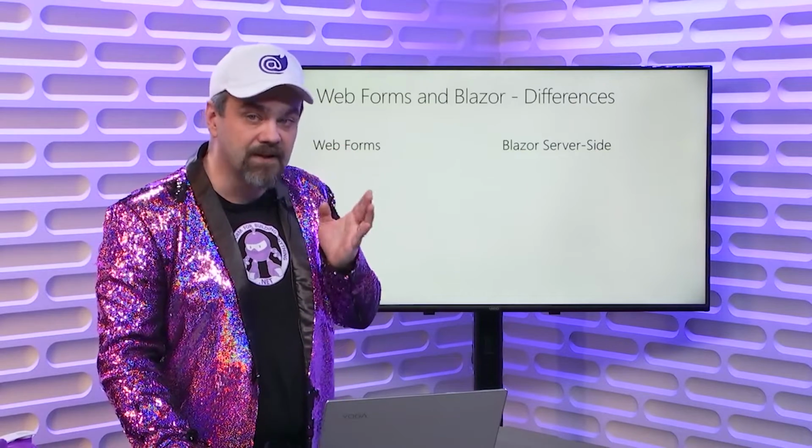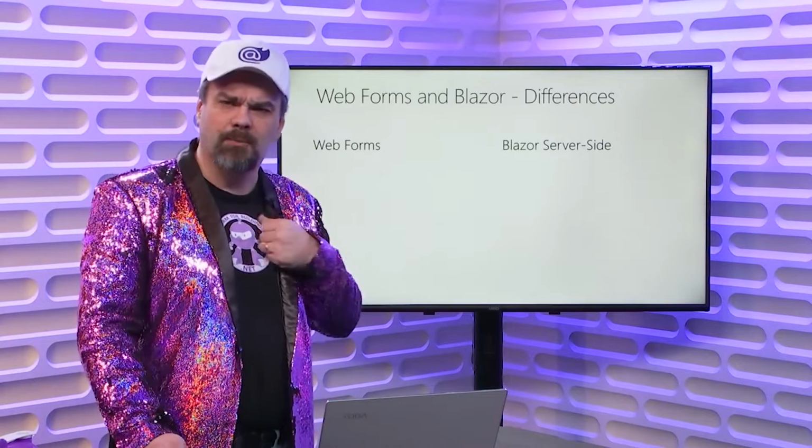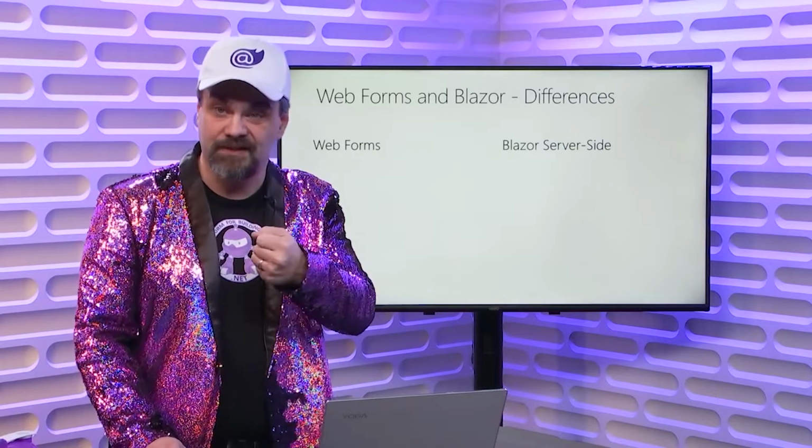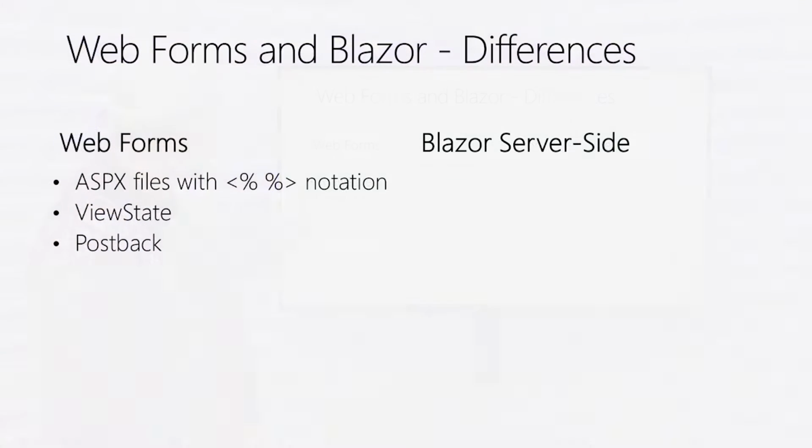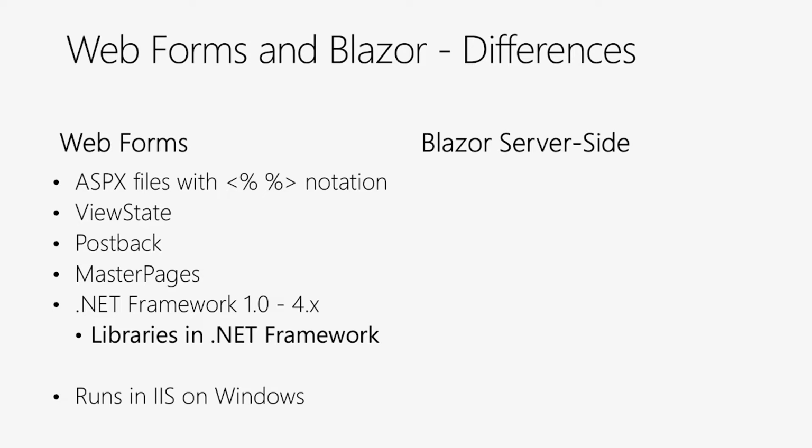Now, the differences. What do I need to know as a web forms developer that's going to change for me when I get to server-side Blazor? Well, in web forms, I've got those ASPX files with the bee sting notation, right? I've got the less than, percent greater than notation, where all my C# or VB code executes. I've got view state, I've got post back. Those are things that I know how to manage, I know how to interact with. And I've also got master pages. I can execute in .NET Framework 1.0 all the way up to 4.8, right?